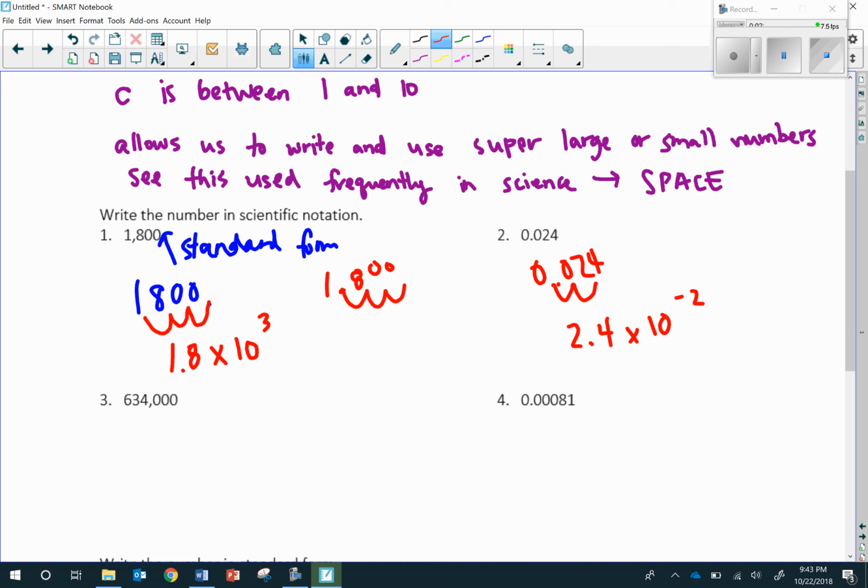And again, if we wanted to go back the other way, we would start with 2.4. We have a negative exponent, so we're not going to move to the right. We're going to move to the left. So 1, 2, fill in our zeros. And 0.024 is our answer there. Sorry, that's not written very neatly. There we go.